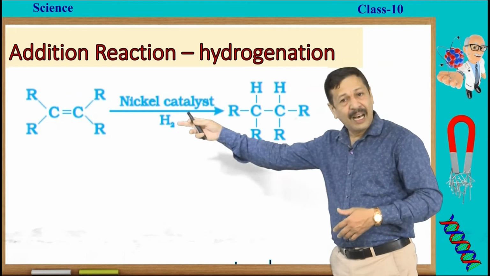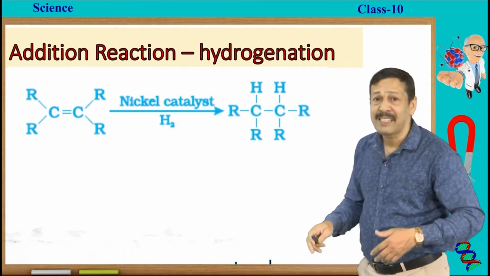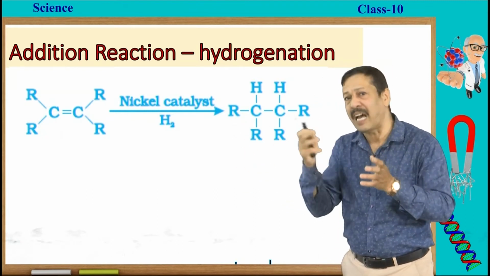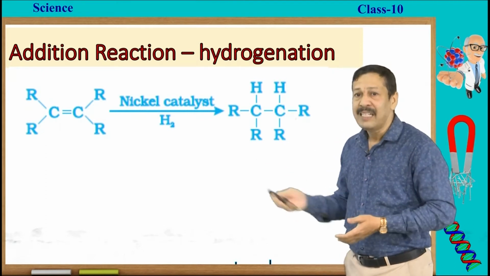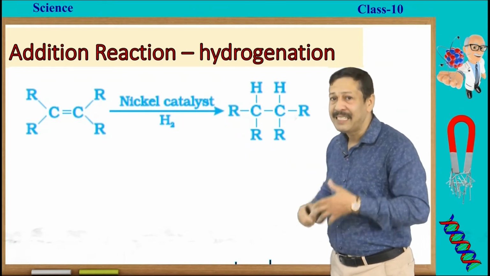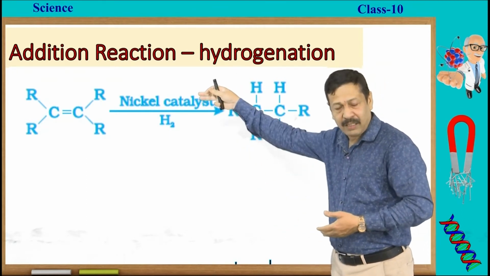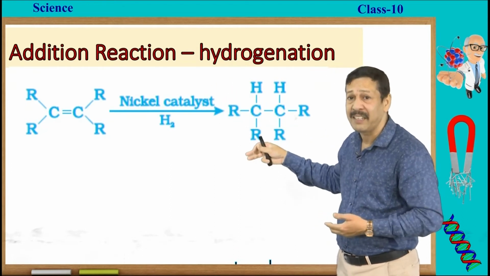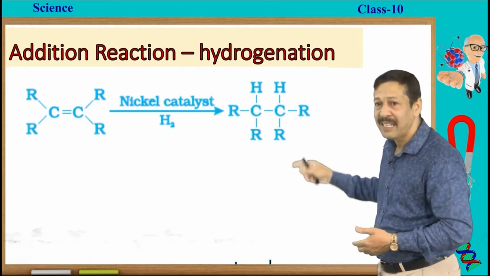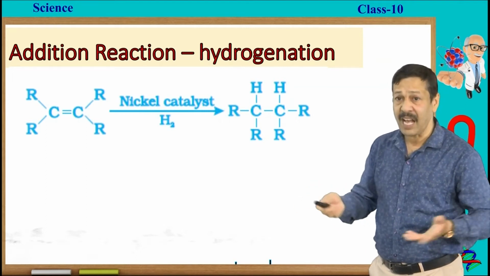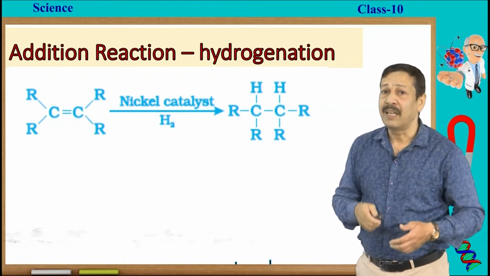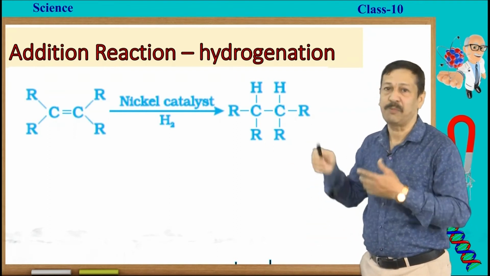Here you are seeing an alkene. The R represents any alkyl group, that is methyl, ethyl, propyl, whatever it may be. Alkane minus hydrogen is equal to alkyl. These alkyl groups attach to carbon. Between two carbons there is a double bond. When you heat this to a high temperature, nearly 200 degrees Celsius, in the presence of nickel catalyst, hydrogen gas is passed through these hydrocarbons. They are converted into saturated hydrocarbon. Here you are seeing a single bond. That is how hydrogenation takes place.